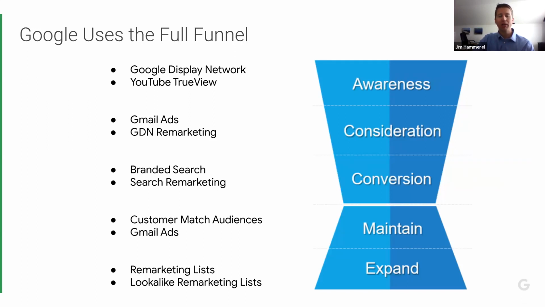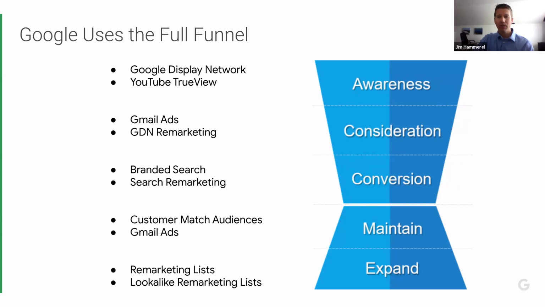through GDN remarketing. And then at the conversion level, we're really using branded search, target keyword search, and then search remarketing. So people who have hit the landing page and are typing in keywords that are relevant to, but not exactly related to, our objective, we're able to bring those people back into the funnel and capture that conversion at the bottom of the funnel there.